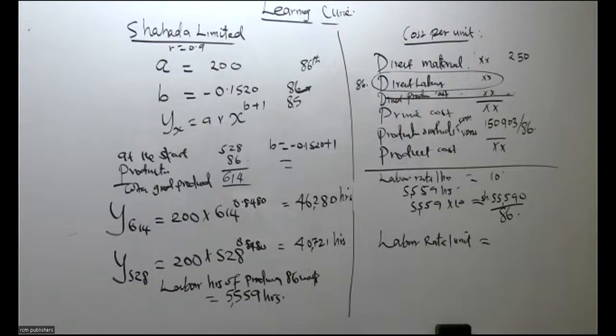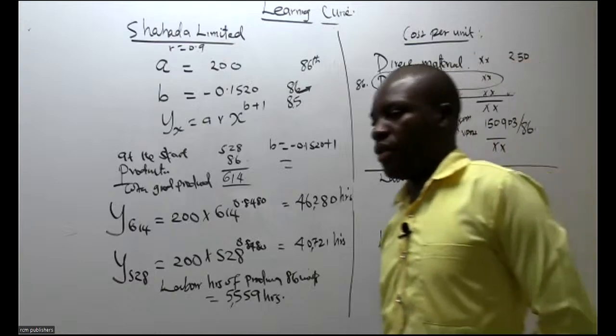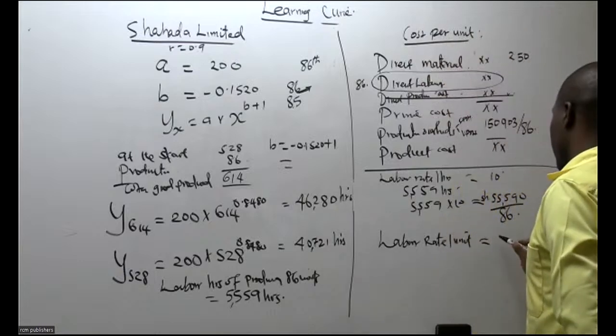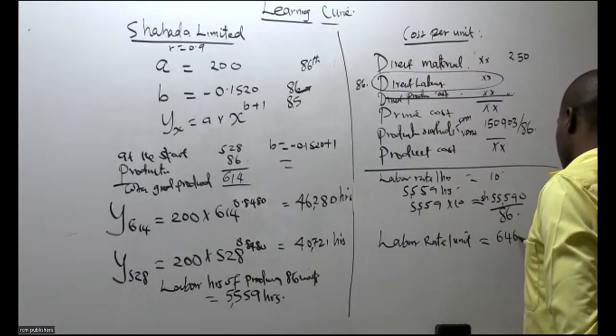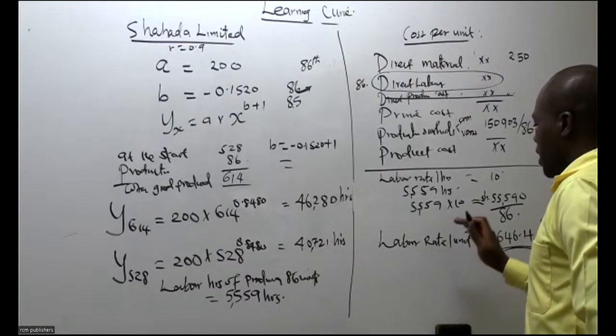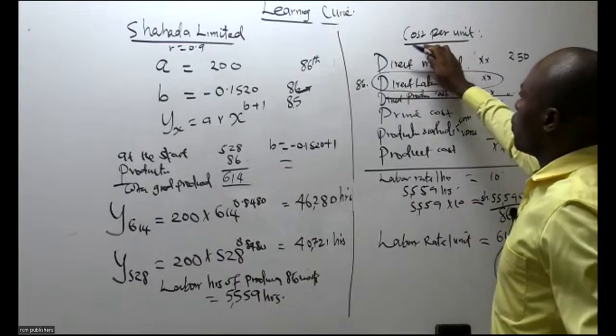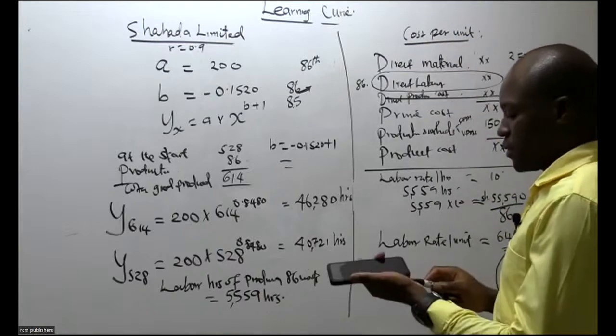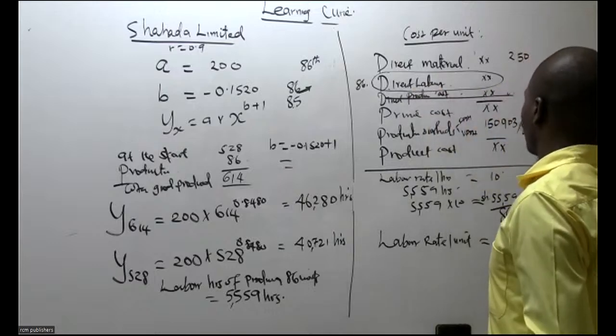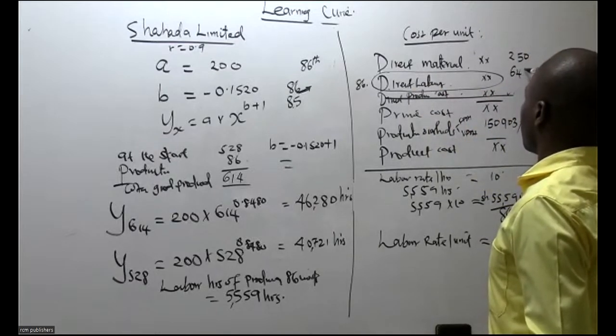It is only one person getting the answer. Really? 646.4 maybe. 646.4. That is the labor cost per unit. So you are lacking direct labor cost per unit, which we've been able to calculate as 646.4.